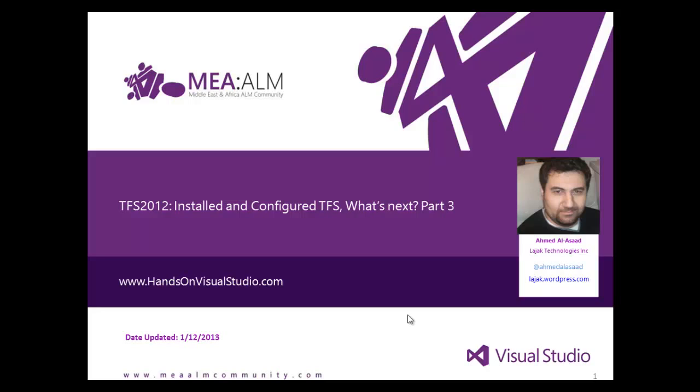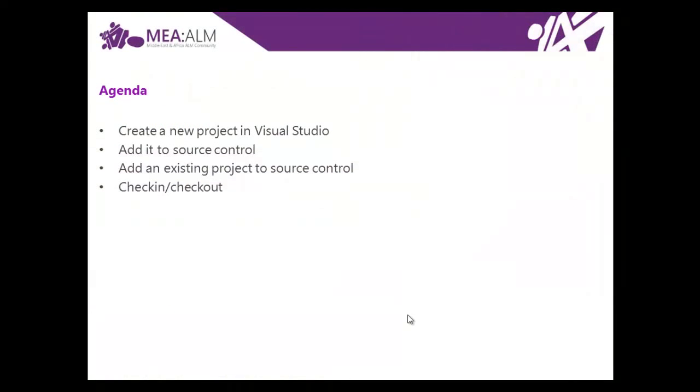In the first part, I showed how to create a team project collection and a team project. In the second part, I explained the concept of a workspace and why we need a workspace. And in this video, I will go through creating a new project in Visual Studio, and adding it to source control. I'll also explain how to add an existing project that you created before to source control, and then the concept of check in, check out, and get latest.